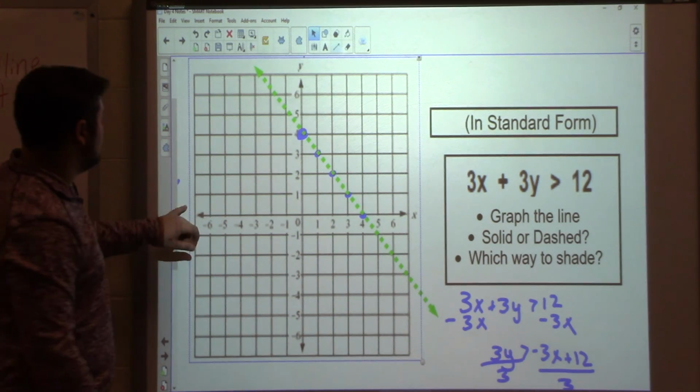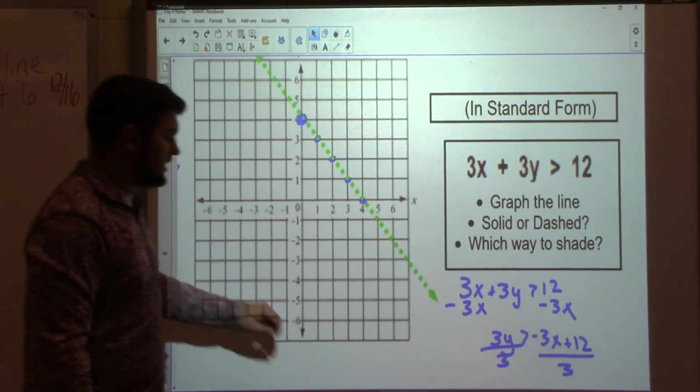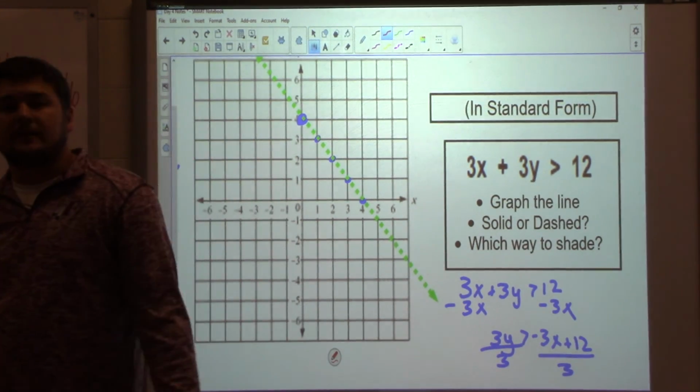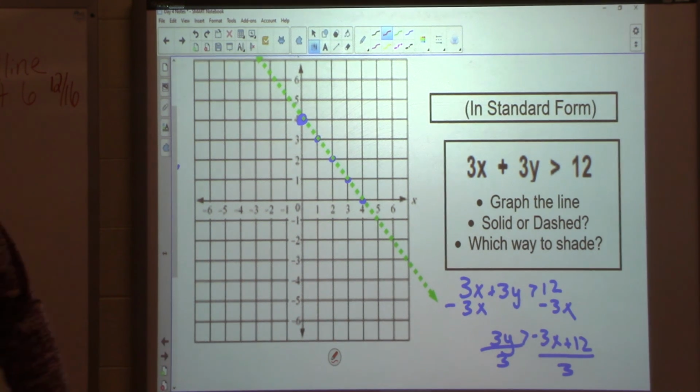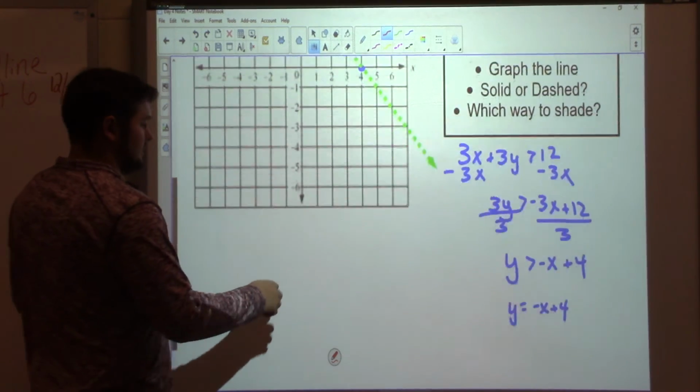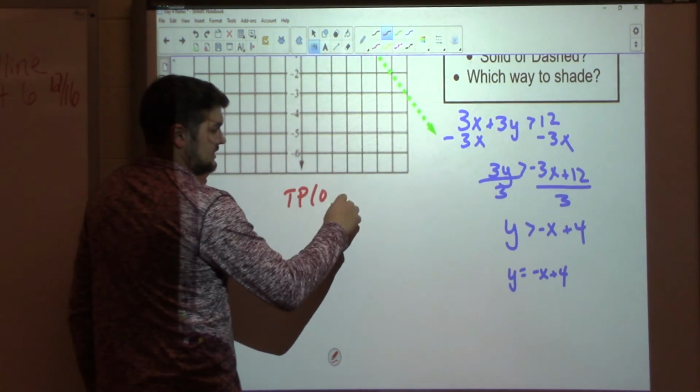Good. Alright, then pick a test point to see which side you want to shade. Is 0, 0 on the line? No, so I can use it, right? Always double check that. Test point 0, 0.